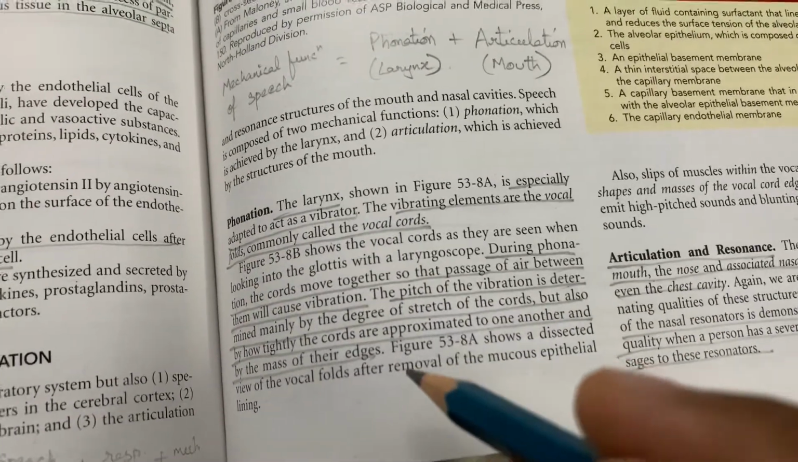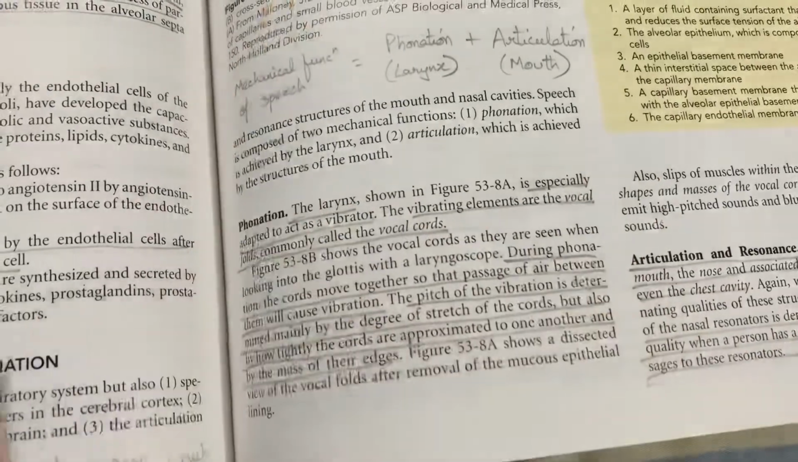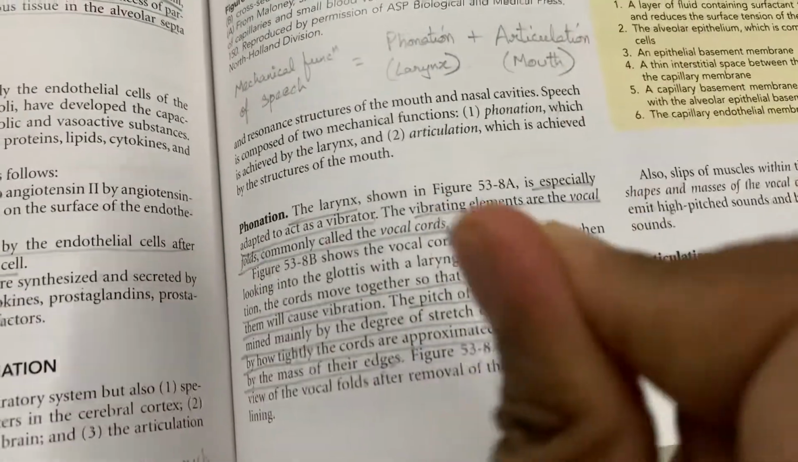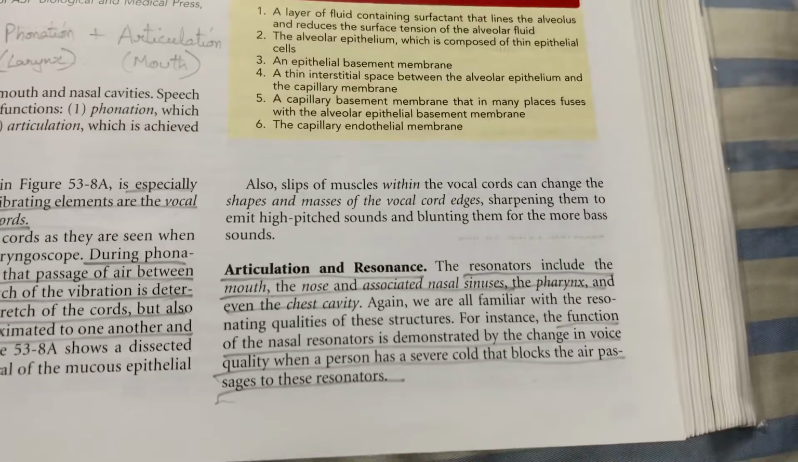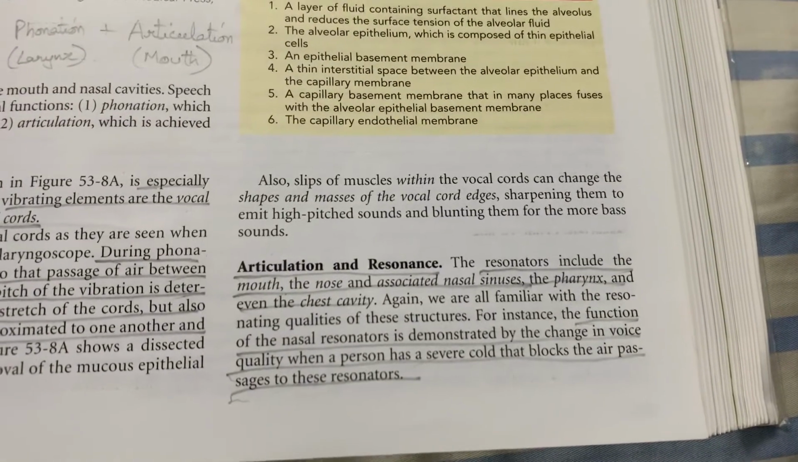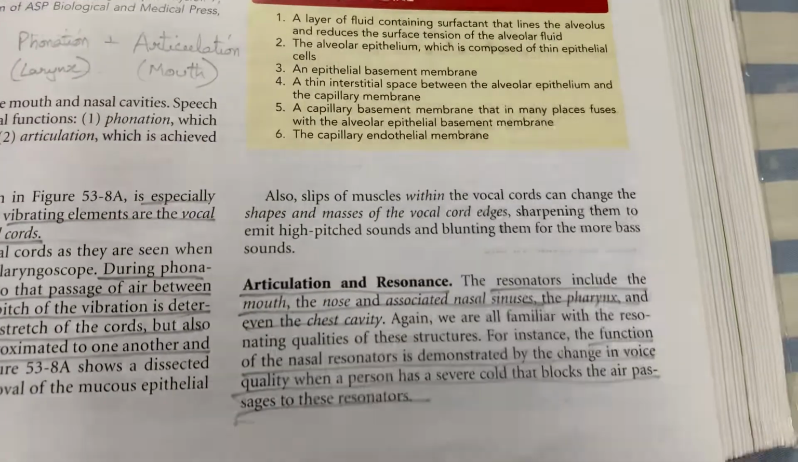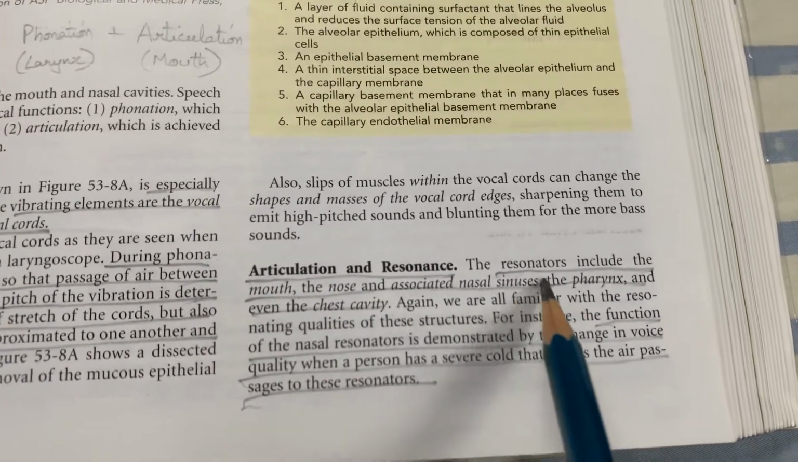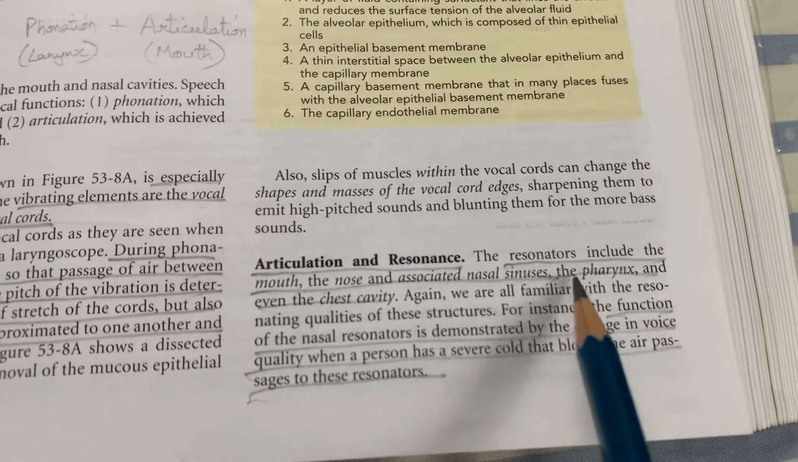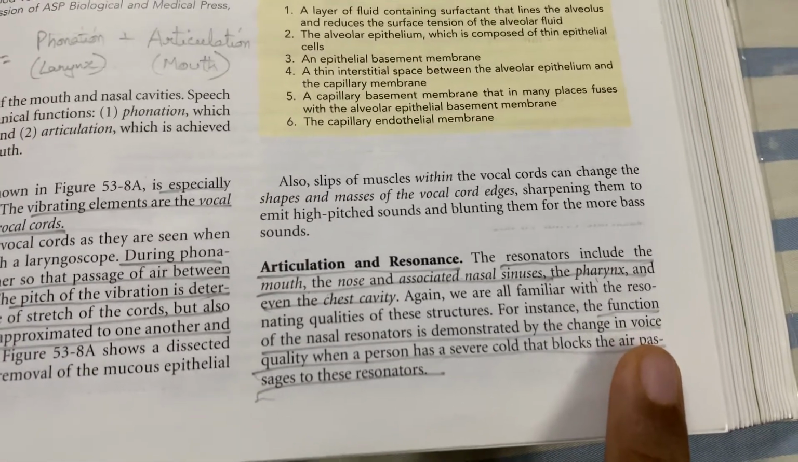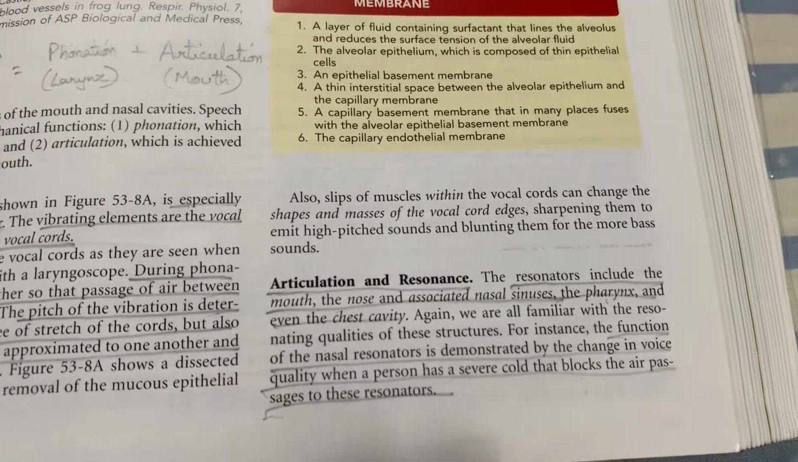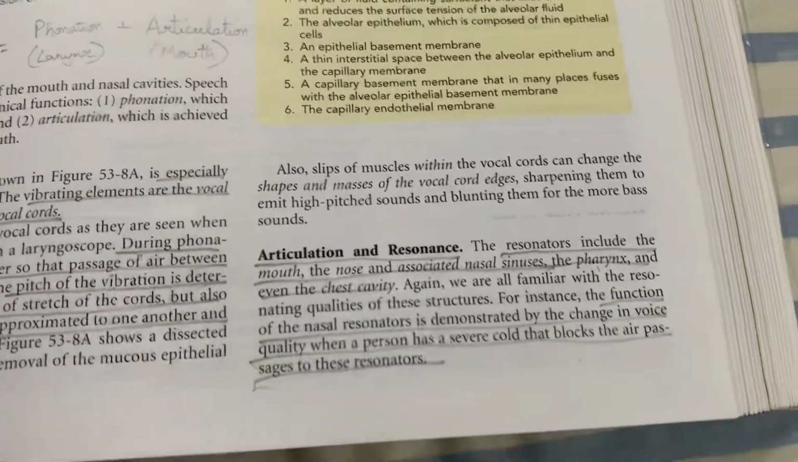The pitch of the vibration is determined by the degree of stretch of the cords, but also how tightly the cords are approximated to one another and by the mass of their edges. And also there are slips of muscles within the vocal cords, which can change the shape and mass of the vocal cord edges, okay? And then there is articulation and resonance. The resonators include the mouth, the nose, the associated tissues, the pharynx, and even the chest cavity. The function of nasal resonators is demonstrated by the change in voice quality when a person has a severe cold that blocks the air passages.